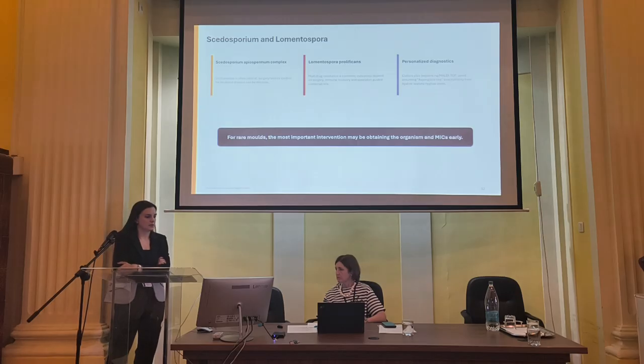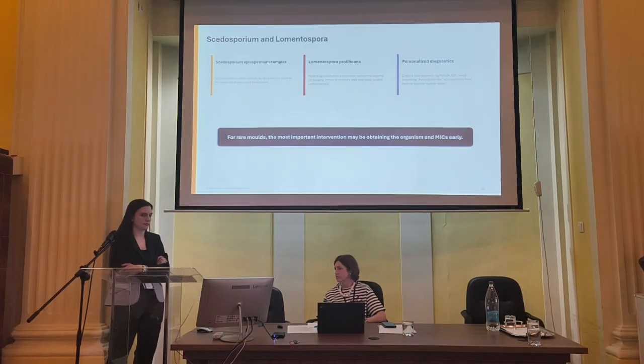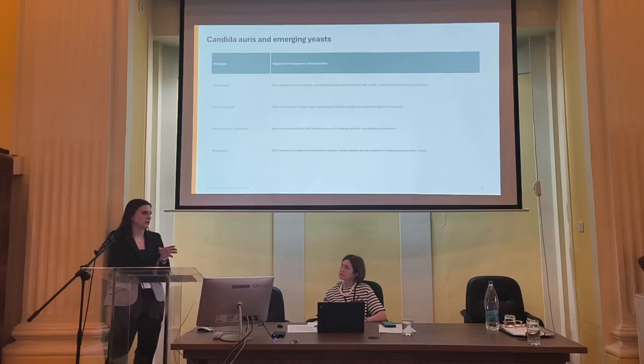For the rare molds, it is important to identify and to be able to make the right choice of the medication that you are giving to the patients. Candida auris is very rare. We need to have accurate identification and to suspect it and look for it.